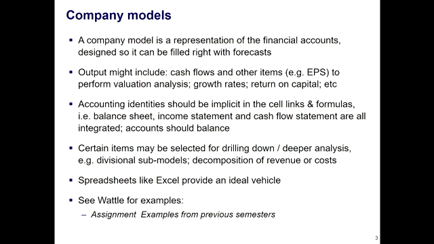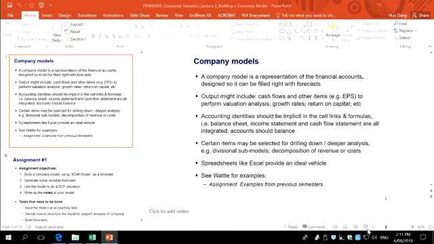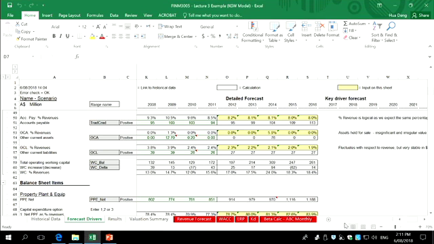So throw a lot of inputs into the model itself and generate a valuation of the company. The accounting identities should be implicit in the cell links and formulas. What's the meaning of this? The accounting identities. Sorry, we have to switch from the lecture slides to the model itself frequently in this lecture.